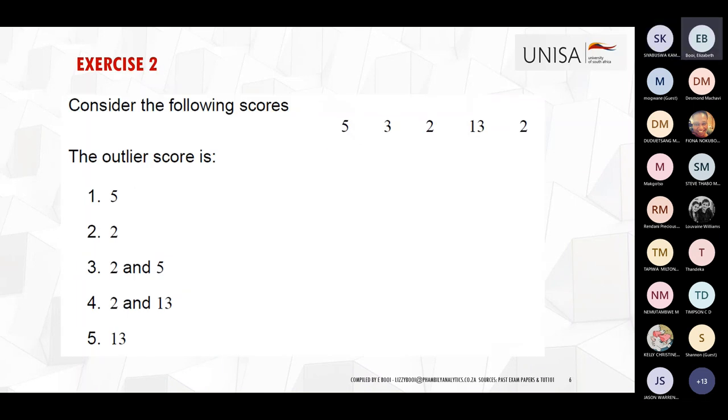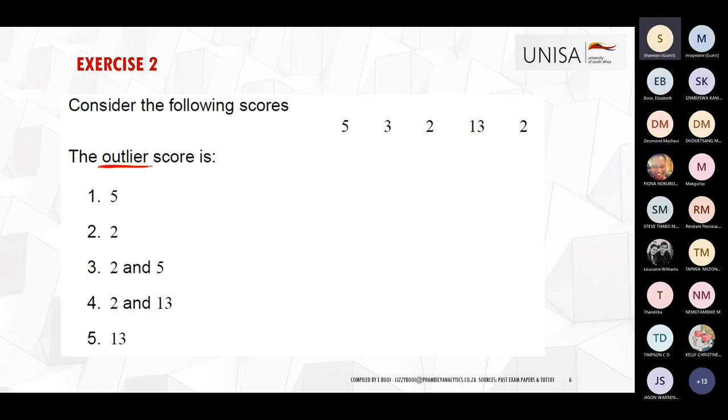And then exercise two, consider the following score. You are given the score. The outlier score is, what is an outlier? A number that's very far from everything else. So what is that number that is far from everything else? 13. It's 13. So therefore it will be number five.